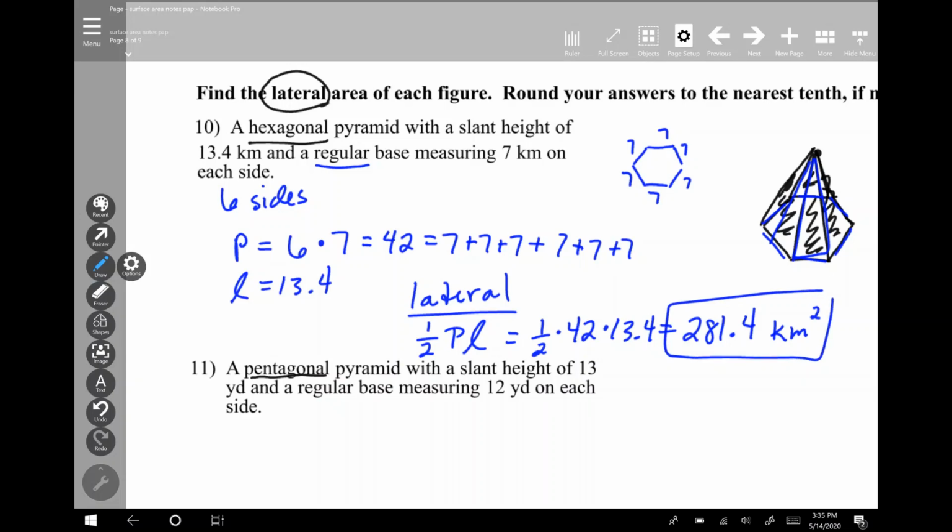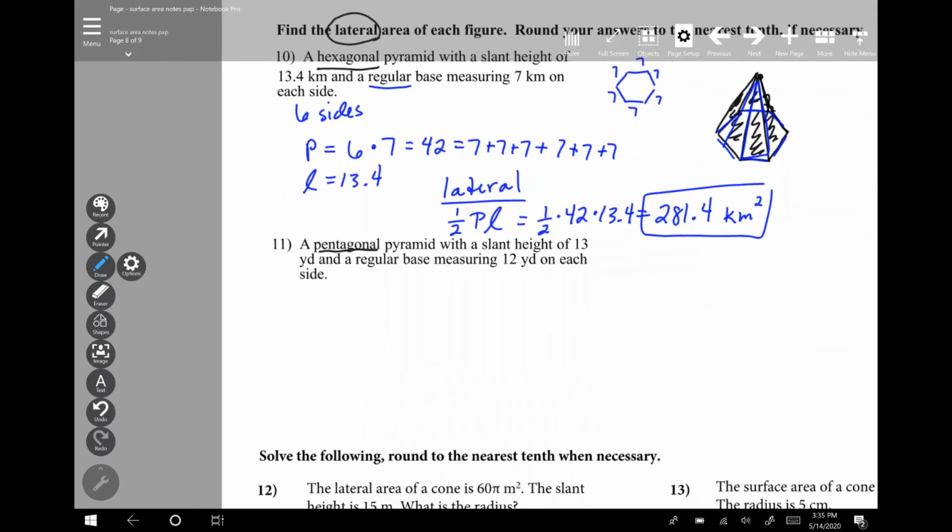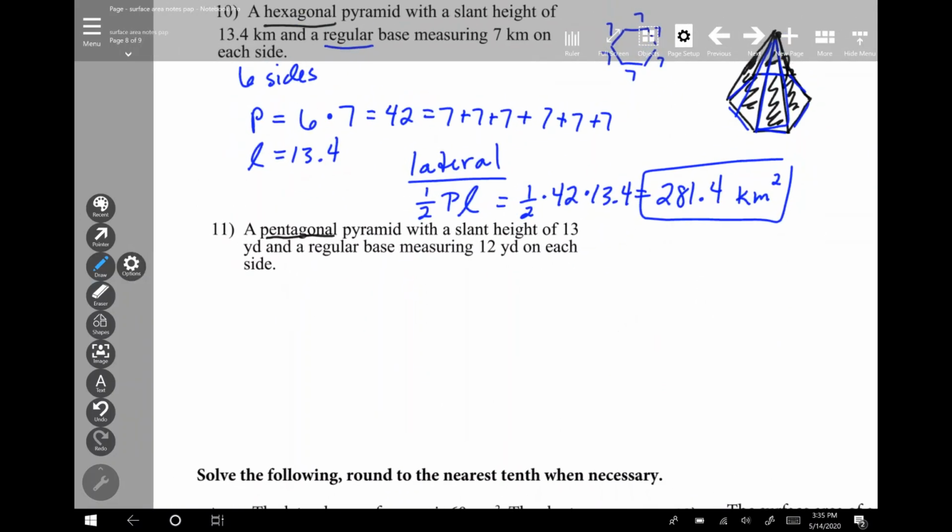And again, on your quiz, you don't have to put in the units. It's just the numbers. All right, next thing, a pentagonal pyramid. Our base is a pentagon. How many sides does a pentagon have? 5. So the perimeter of our base has 5 sides, and we're only going to do regular pyramids here. Regular hexagons, regular pentagons. Whatever your side length is, just multiply by the number of sides.